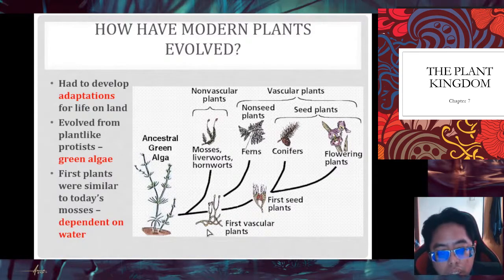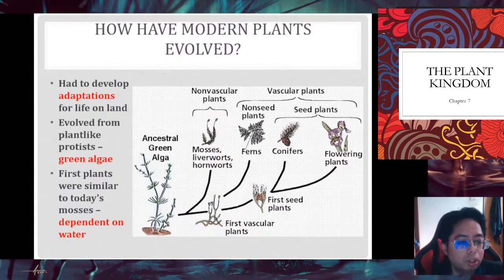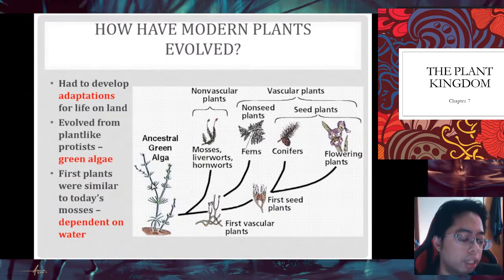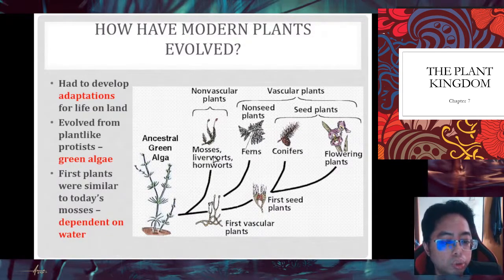Okay, so the simplest form of a plant, which is the ancestor of all plants, is the green algae. These are actually protists, single-celled organisms that combine into a colony that looks like plants. They depend on water, but slowly, after they wanted to move to land, their cells evolved into something much more hardy and tough, so that they could conquer the land.